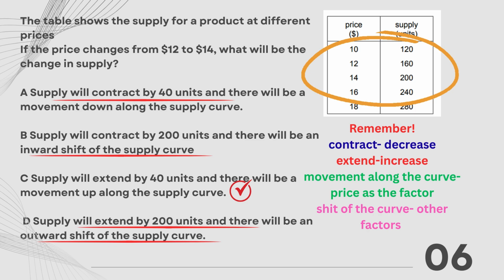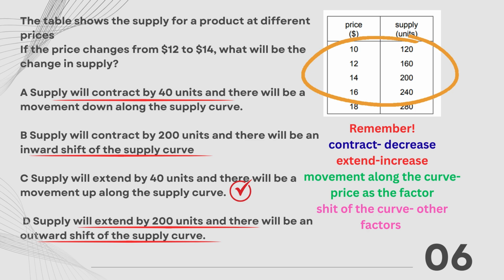And option C, supply will extend, take note of the word extend, by 40 units and there will be a movement up along the supply curve. So this is correct. Why? Because from $12 to $14, the supply increases from 160 to 200. So there's an increase of 40 units and the price goes up, so supply extends and we move up the curve. So of course this is the case of how supply reacts to a higher price.